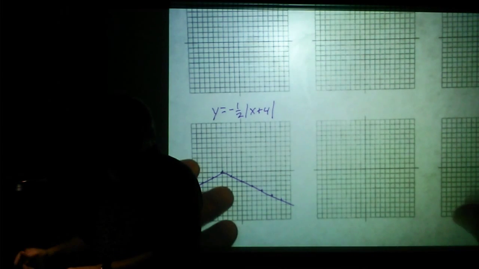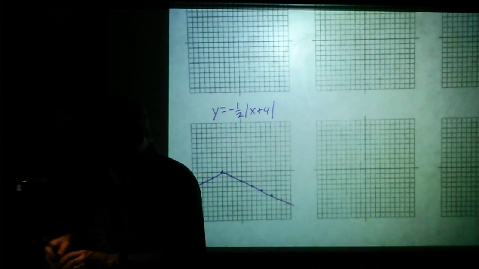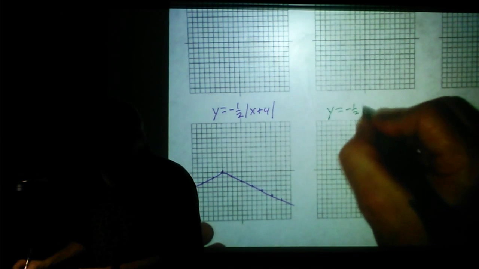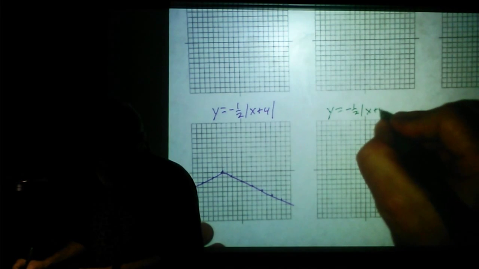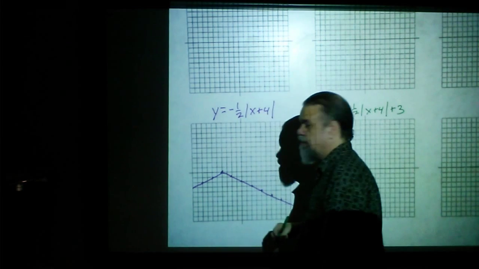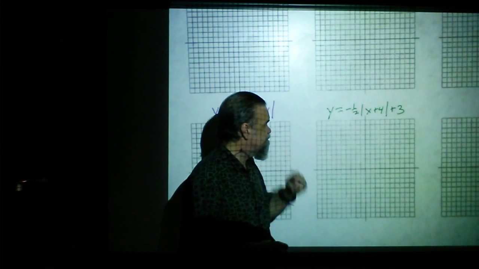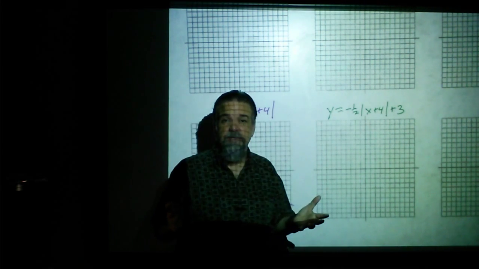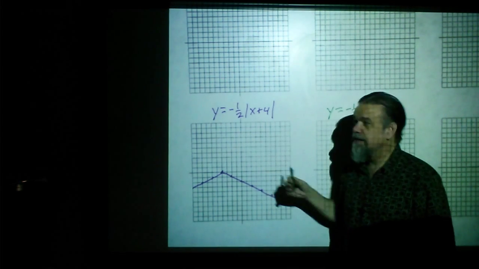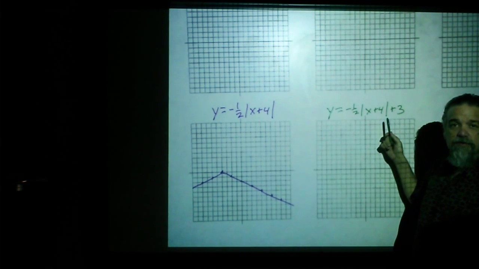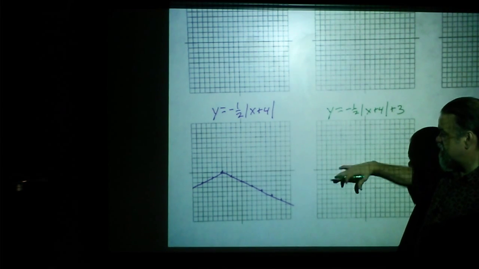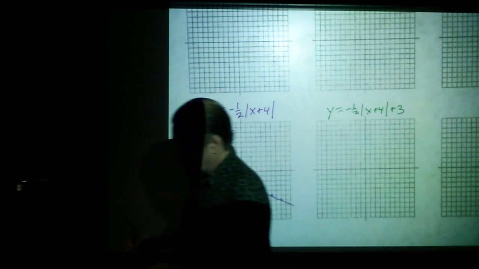One last graph I'm going to give you, and that is, well, let's do this one in green. Y equals negative 1/2 times the absolute value of x plus 4 plus 3. All right, here we are. Okay, looks kind of complicated at first, but actually what we notice is it's the exact same thing as this guy. It's just shifted up 3 units. My y-coordinate in every single point is gonna be 3 units higher, so we're just gonna take this thing and move it up. Okay, we can do that.